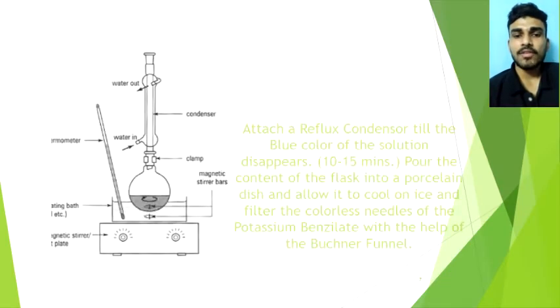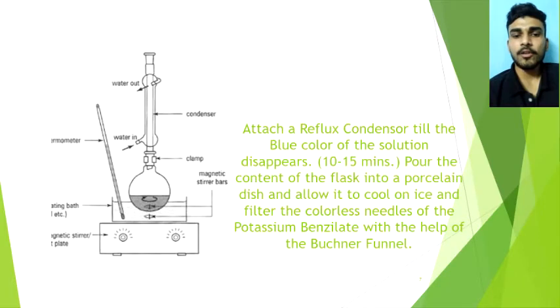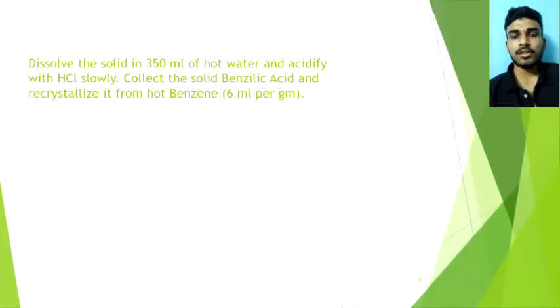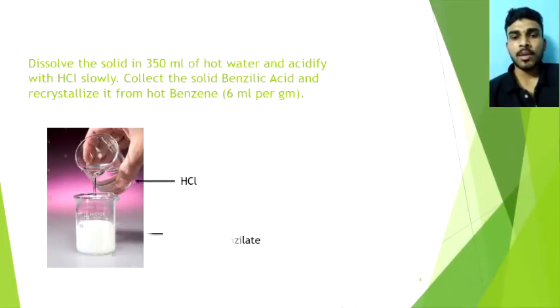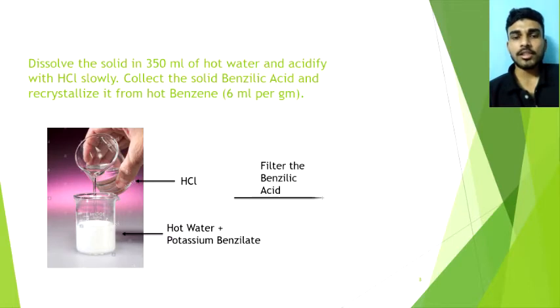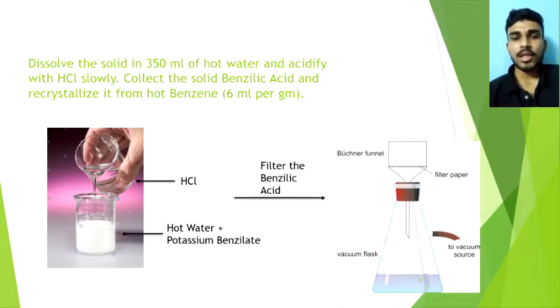Attach a reflux condenser to the round bottom flask for approximately 10 to 15 minutes till the blue color of the solution disappears. Pour the content of the flask into a porcelain dish and allow it to cool on ice. Then filter the crystals of potassium benzilate with the help of the Buchner funnel. Dissolve the solid in 350 ml of hot water and slowly add hydrochloric acid. By addition of hydrochloric acid, crystals of benzilic acid are formed, which are to be recrystallized with hot benzene, approximately 6 ml per gram.